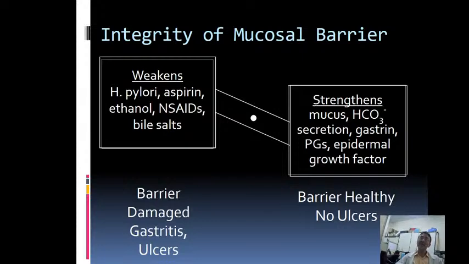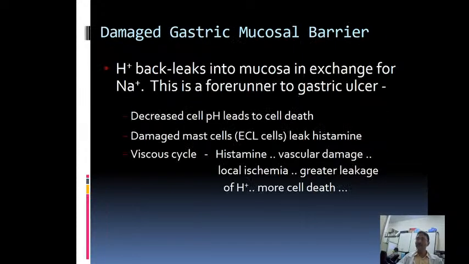Now, what are the factors which keep the mucosa healthy? One is good secretion of mucin from the gastric mucosa, bicarbonate ion secretion, gastrin secretion, and epidermal growth factor. These are responsible for a healthy mucosal barrier. This healthy mucosal barrier can prevent the damage caused by excess consumption of drugs like aspirin or non-steroidal anti-inflammatory drugs. So a balance has to be maintained between the factors which maintain a healthy mucosal barrier and the factors which cause damage to this mucosal barrier.